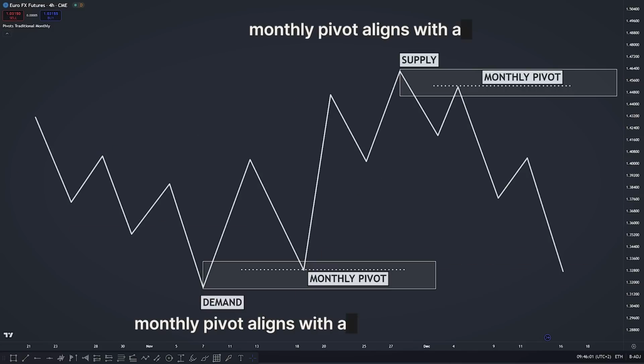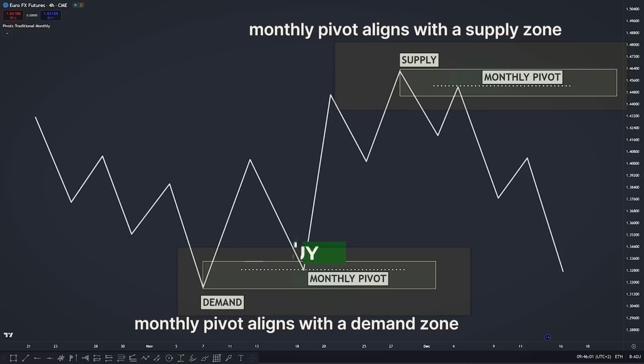Confluence is key. A monthly pivot by itself might be good, but if you also see that pivot align with a demand zone or a supply zone, you have a stronger reason for a trade. A demand zone is a zone where buyers showed interest before. A supply zone is where sellers dominated. If the monthly pivot sits right around a known support area, that might be a prime region for a bounce. Then you can go long. Or if the pivot is near a supply zone, you might look for a short.